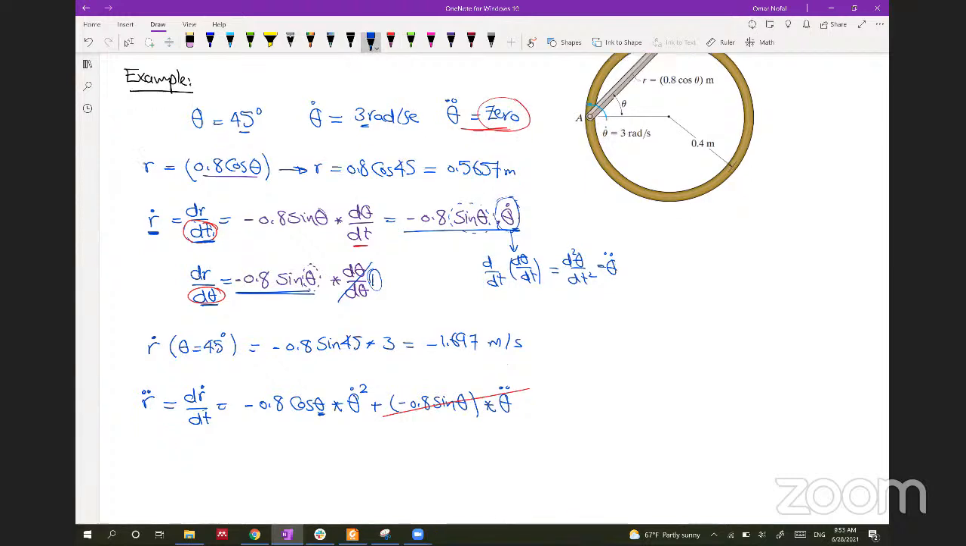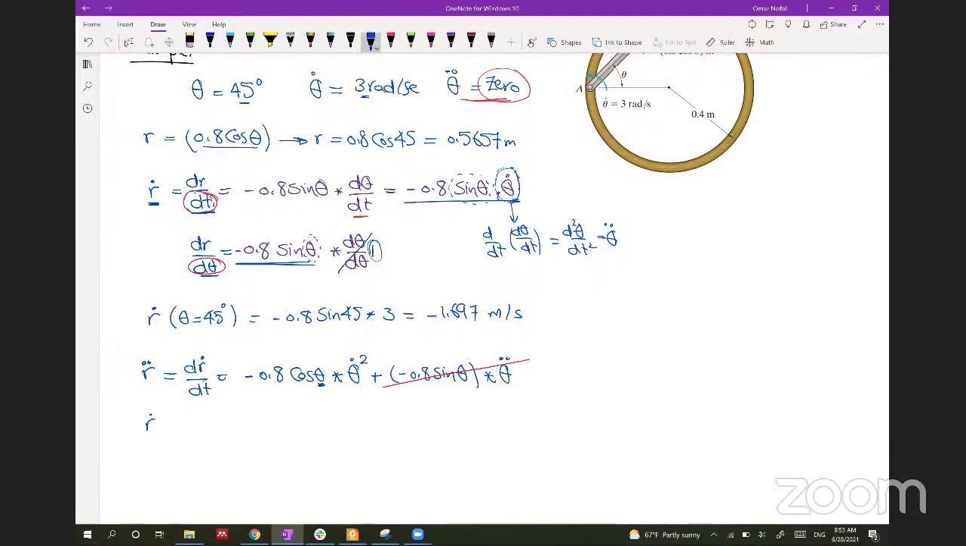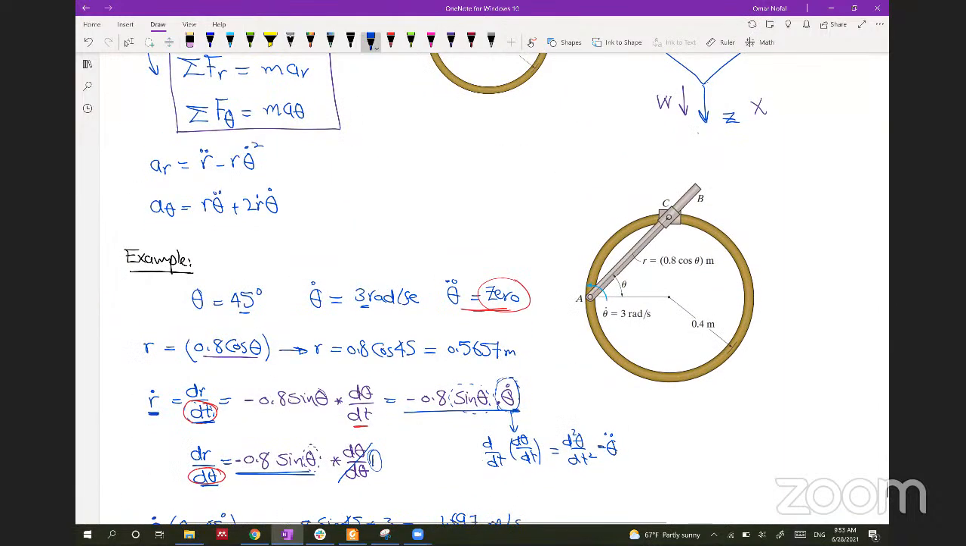So let's get r double dot at theta equal 45 degrees. When you substitute, it will be negative 0.8 cosine 45 multiplied by 3 squared, and this should be negative 5.091 meter per second square. So we got all the terms that allow us to calculate these two, a r and a theta.